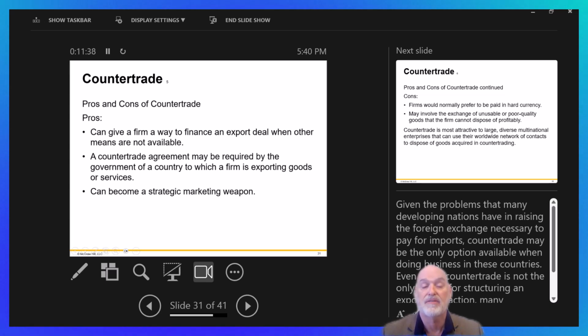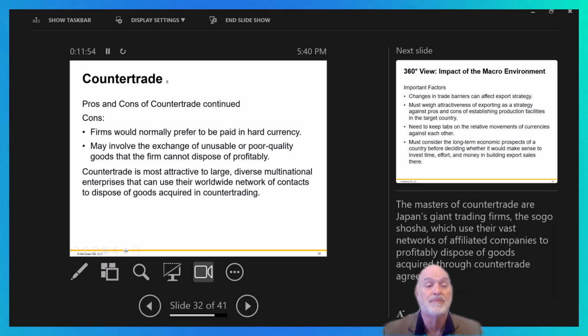Pros and cons of countertrade. The pros: it can give a firm a way to finance an export deal when other means are not available. A countertrade agreement may be required by the government of a country to which a firm is exporting goods or services. It also can become a strategic marketing weapon.